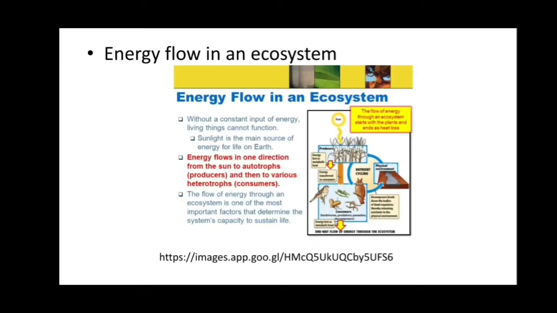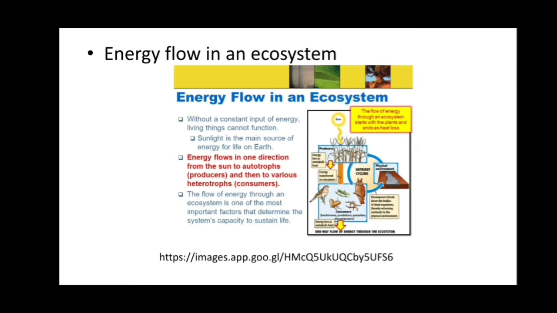So this slide shows the energy flow in an ecosystem. Without a constant input of energy, living things cannot function. So sunlight is the main source of energy for life on earth, as we know. So photosynthesis is the main process. The flow of energy through an ecosystem starts with the plants and ends with the heat loss.